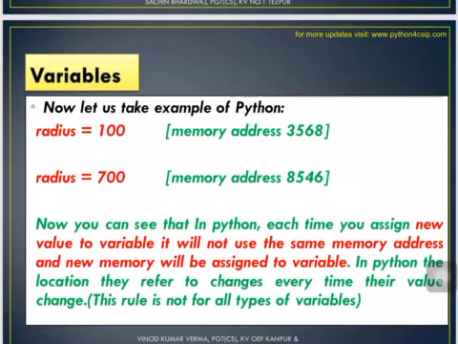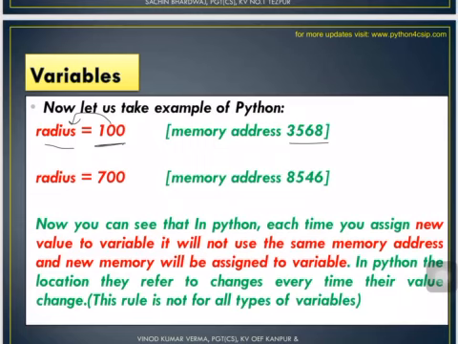Since we are learning Python, we will understand how the variable works in Python. So now let us see one example. If I say radius is equals to 100, it means I am assigning the value 100 to the variable radius. So the memory address is, let's assume, 3568.